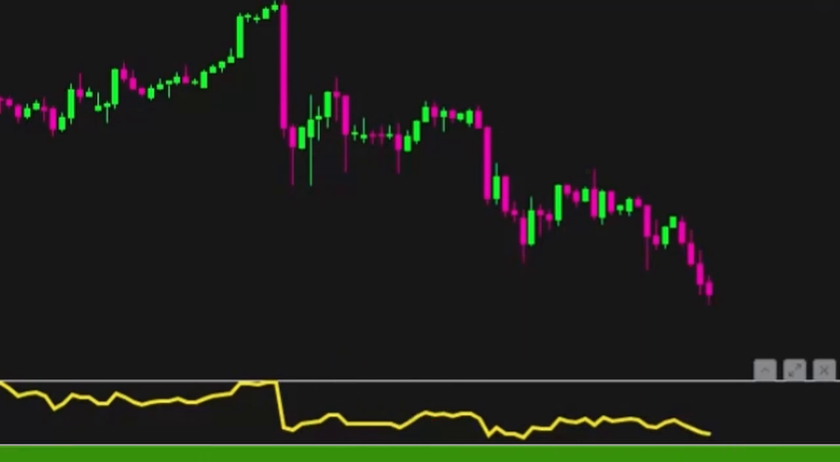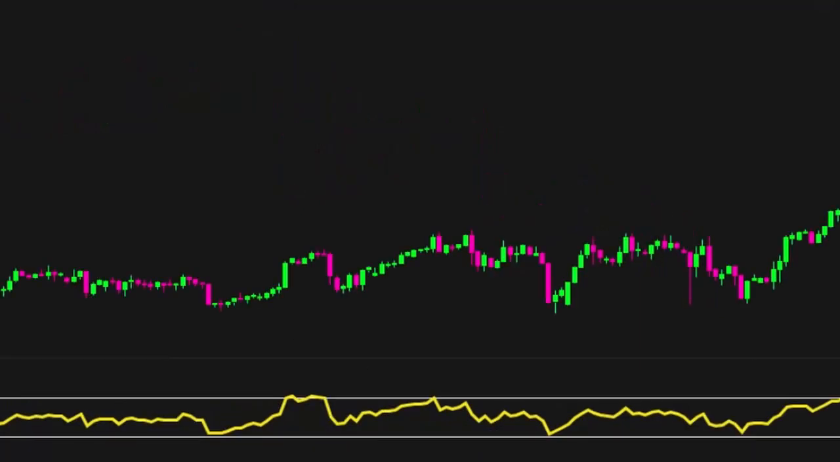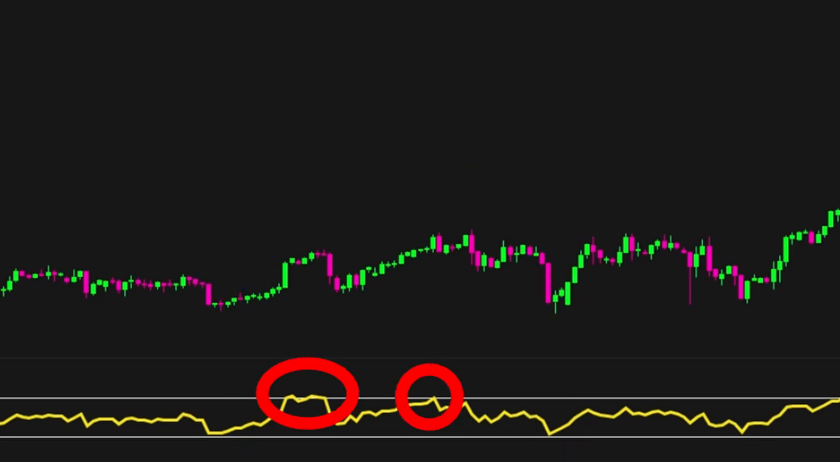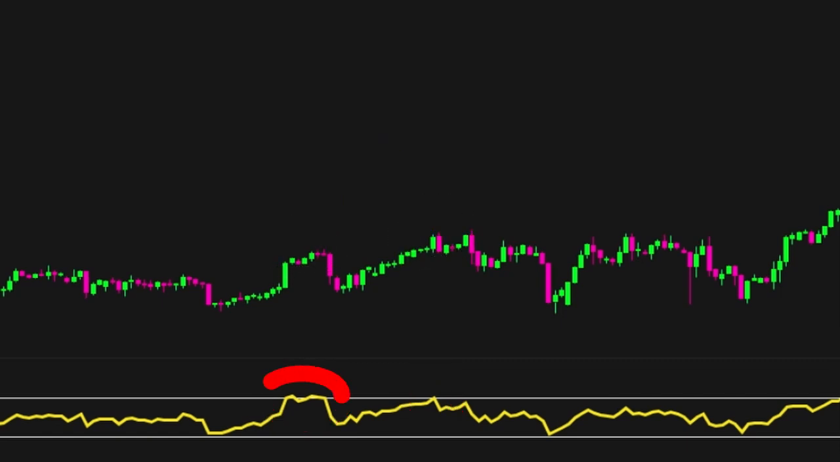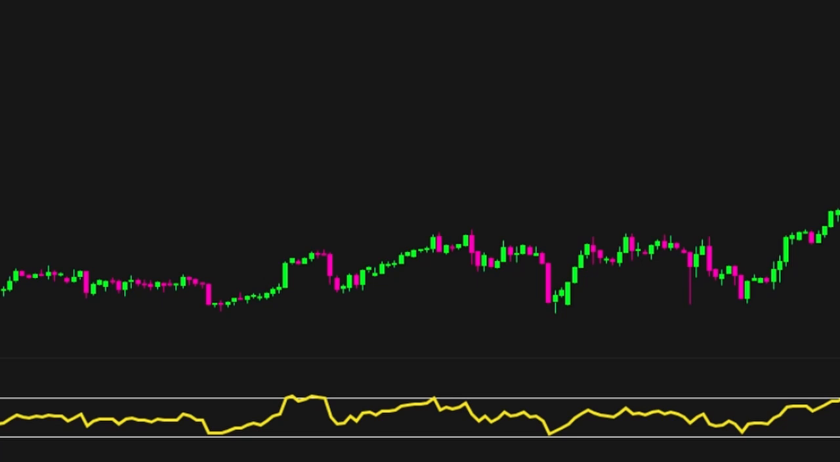When the RSI line goes below the level of 30, the asset is said to be in the oversold. Like on this chart, the RSI indicator went below the 30 level, and because of that, the price is considered cheap at this point. And likewise, when the RSI line goes above the level of 70, the stock is said to be in the overbought. Like in this case, the market went above the 70 level, and hence, the price is considered expensive at this point. Most of the traders use the RSI indicator in the traditional way, which may lead to profits at some time, but not every time.